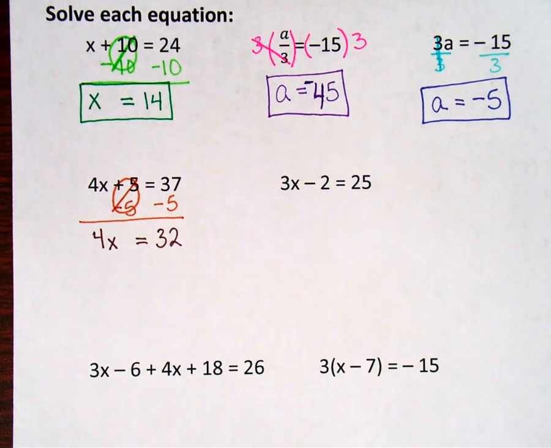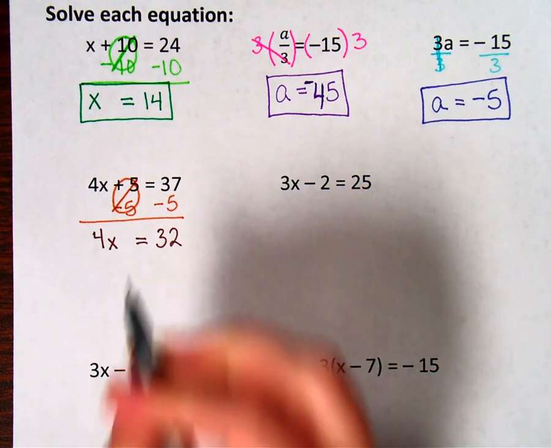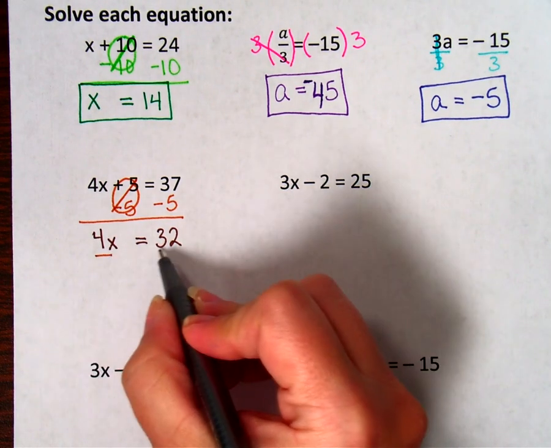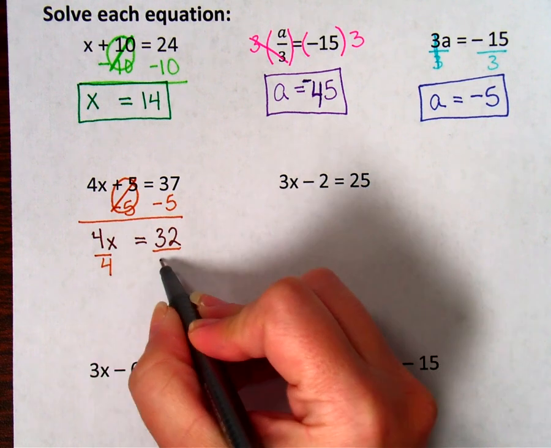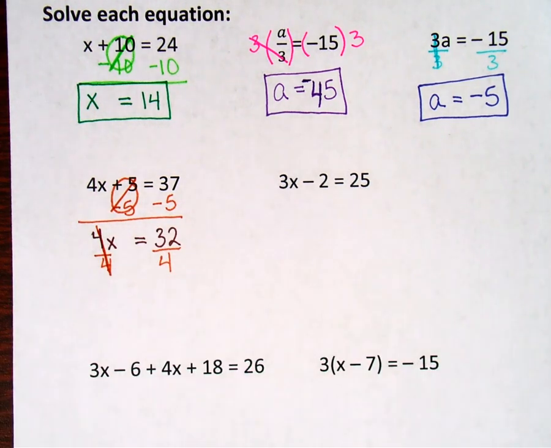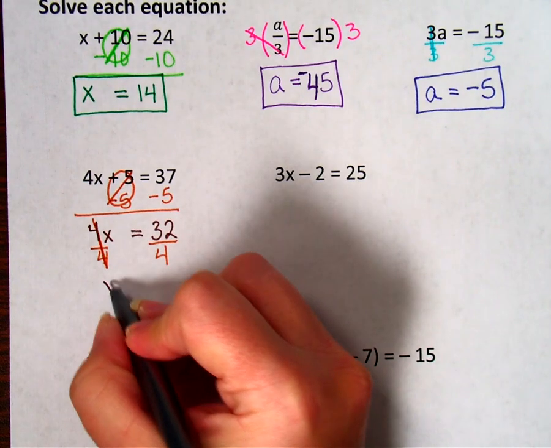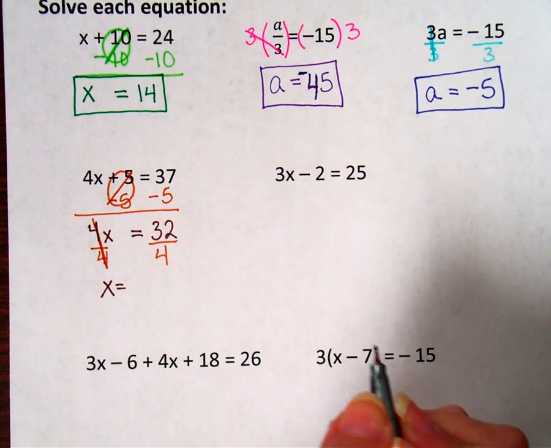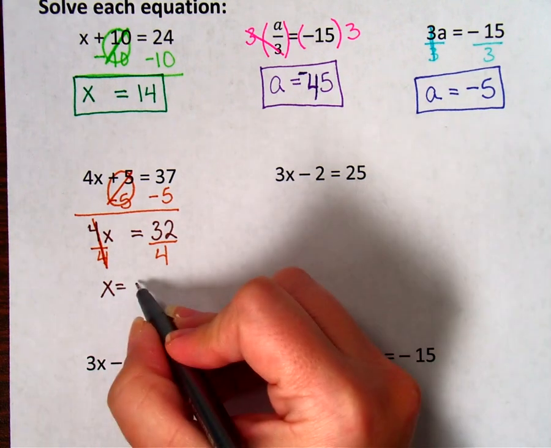So 4x equals 32. It's really 4 multiplied to x. So I'm going to do the opposite and divide. So 4 over 4 is 1. 4 divided by 4 is 1. So I end up with 1x equals 32 divided by 4 is 8.